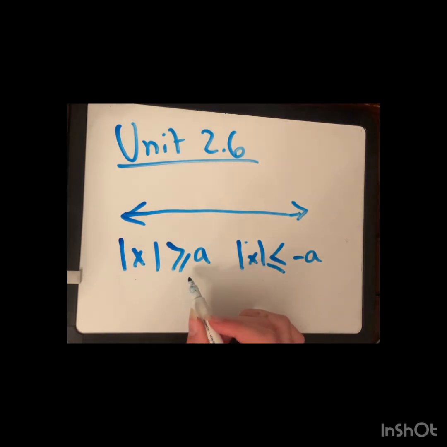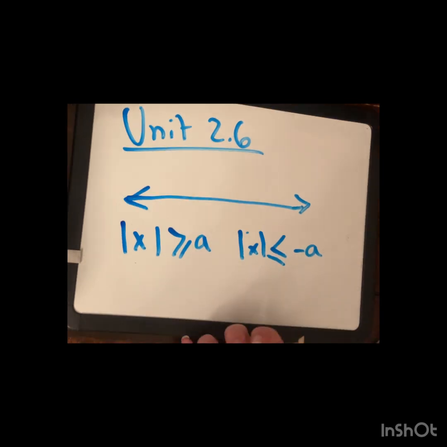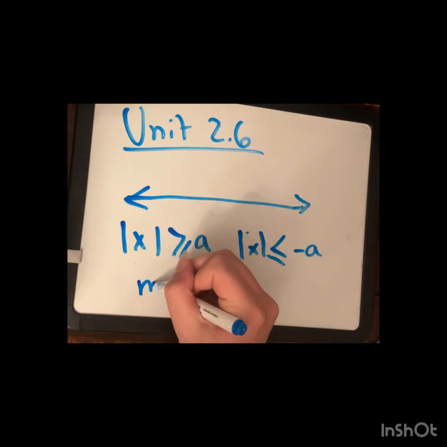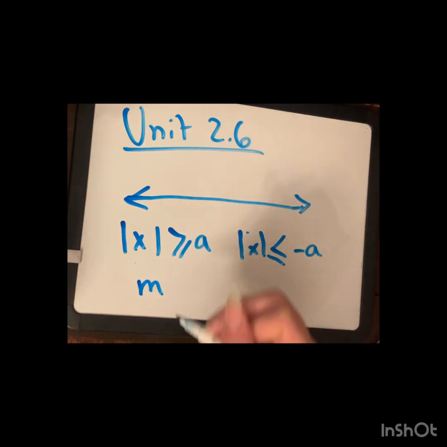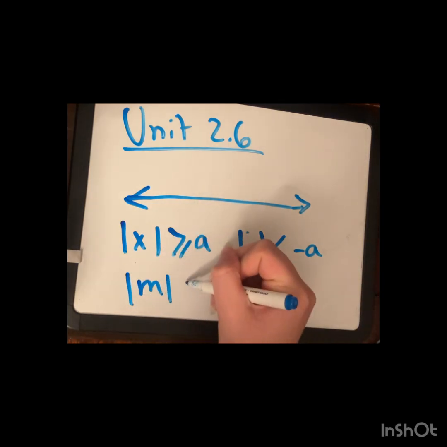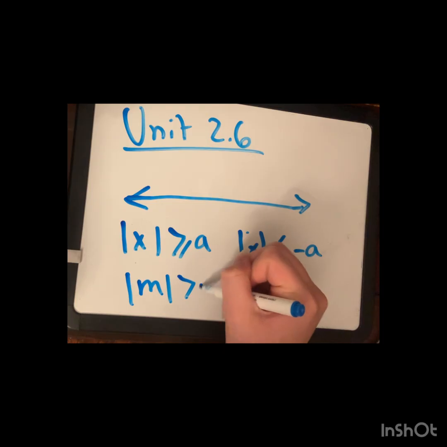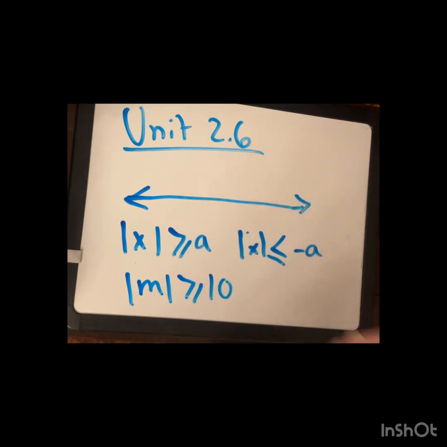Absolute value x is always greater than a. Absolute value x is less than negative a. This just means this. If you get this equation, absolute value of m is greater than 10, how do you write the other one? Well, it's very easy. It's very simple. The other one would be m is less than negative 10.